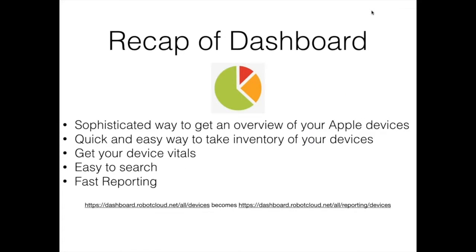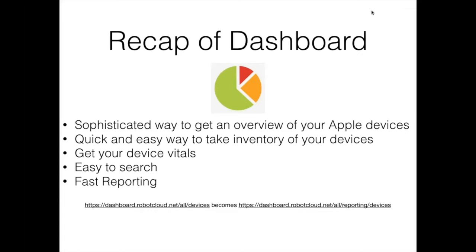And again, this was last month's webinar. So dashboard is a clean and sophisticated way to get an overview of your Apple devices. For Robot Cloud clients, there's a built-in alerting system to alert you to problem areas or critical issues that you'll see in your dashboard. And dashboard's great. It allows you to take inventory of your devices, get access to vitals, device information such as battery life, warranty information. You can see if the device is encrypted and make sure devices are checking into your system.